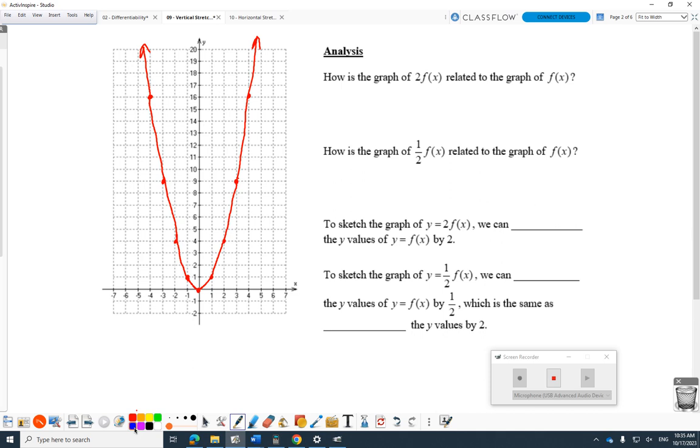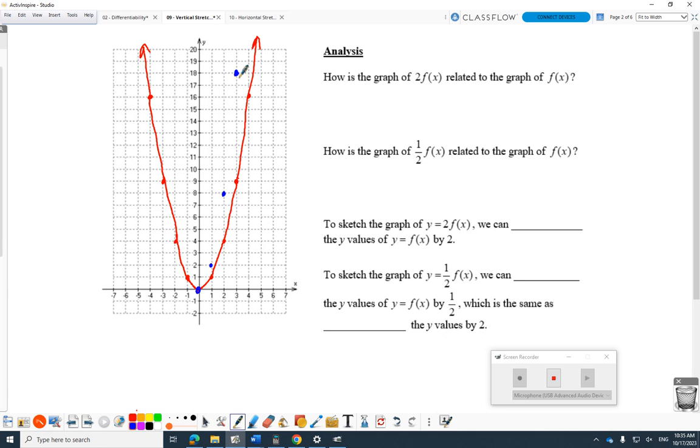Double y value 0 is 0. Double y value 1 is 2. Double y value 4 is 8. Double y value 9 is 18. I can very quickly get that right off the graph if I so choose. You can also use the table.